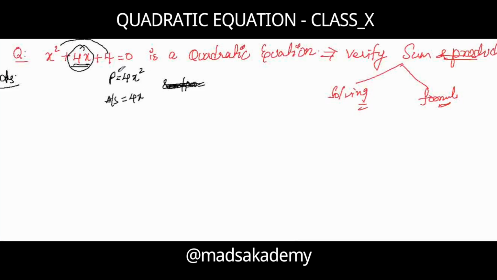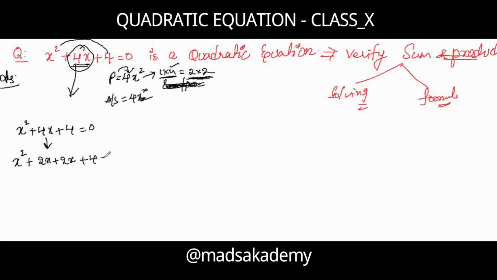So coming to the product 4, what are the factors of 4? 1 into 4 is 4, 2 into 2 is 4. Then what is 1 plus 4? 1 plus 4 is 5. It is not fitting. So 2 into 2 is 4, and 2 plus 2 is 4. So take this x square plus 4x plus 4 equal to 0. Our middle term can be split as x square plus 2x plus 2x, plus 4 is equal to 0.